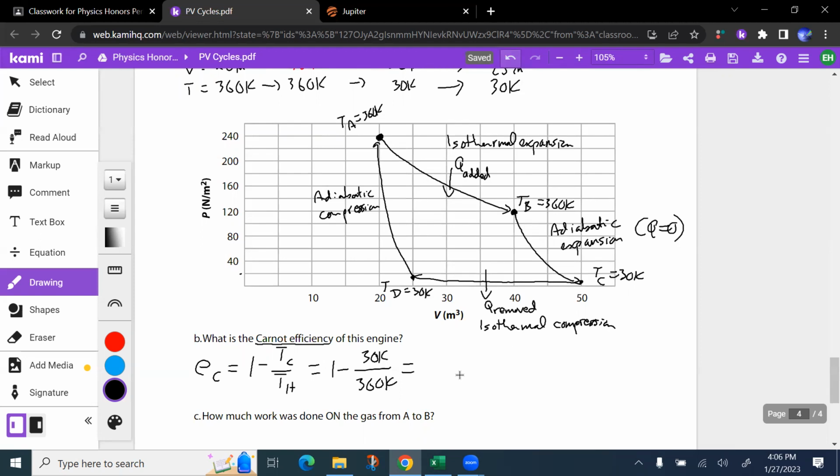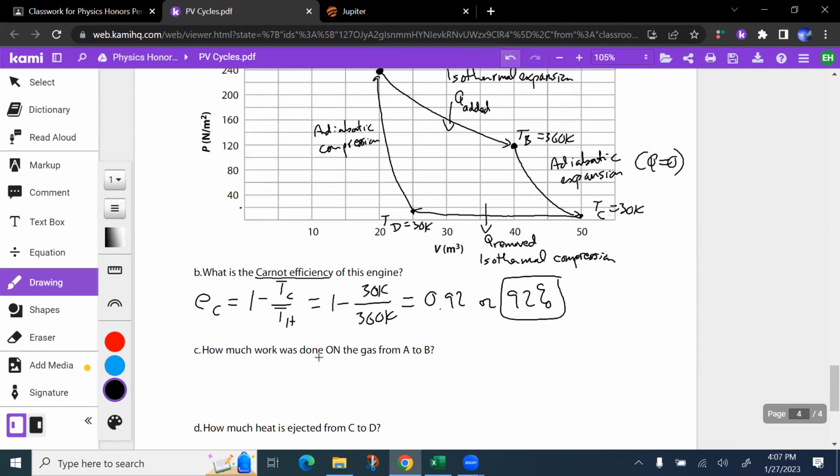You've got to take the quotient 30 over 360, which is about 0.083, and go 1 minus that. Okay, now when we do, we're going to get 0.92 or 92% efficient. That's pretty darn good because that's telling you that we're only losing 8% of energy to the environment. We're using most of the energy coming in to do work.